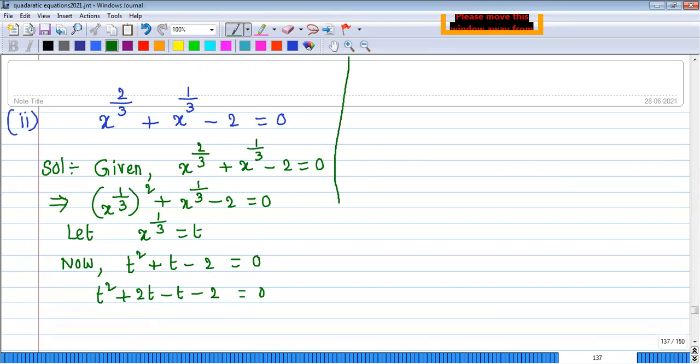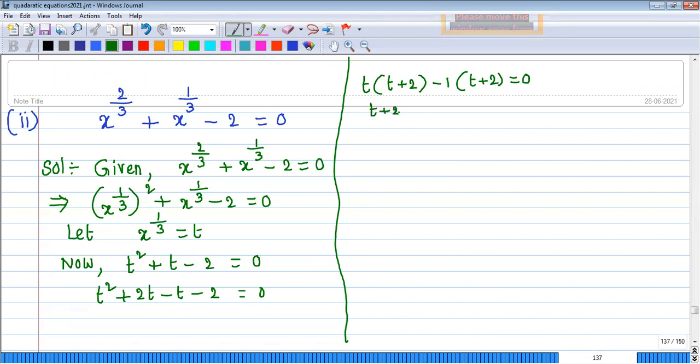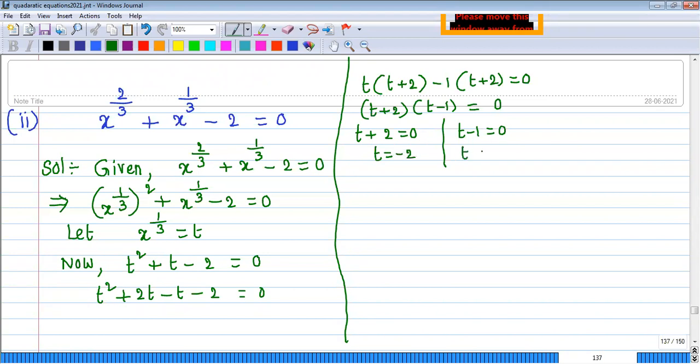So now t common, we have t plus 2; minus 1 common, t plus 2 equals 0. Again t plus 2 common, we have t minus 1 is equal to 0. Two cases will arise: t plus 2 is equal to 0, t minus 1 is equal to 0. t is equal to negative 2, t is equal to 1. But our aim is to find the possible x values. Then what shall we do? Go for case 1.